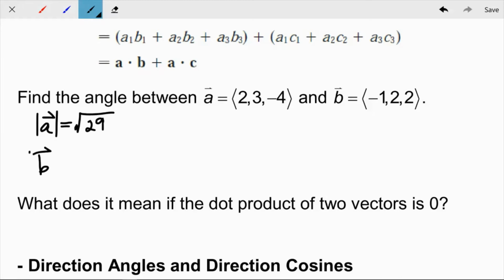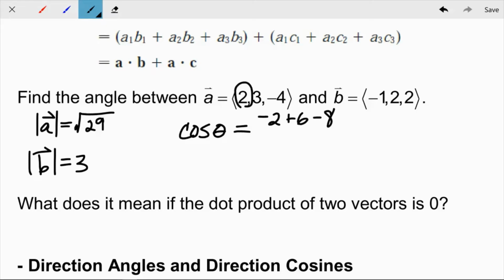Finding the magnitude of vector B, also something you should know how to do. In this case, that turns out to be 3. That's pretty easy to see. And now if I want the cosine of the angle between them, remember that's equal to the dot product divided by the product of the magnitudes. So the dot product here would be -2 plus 6 minus 8. So where that came from, again, is multiplying these corresponding components.